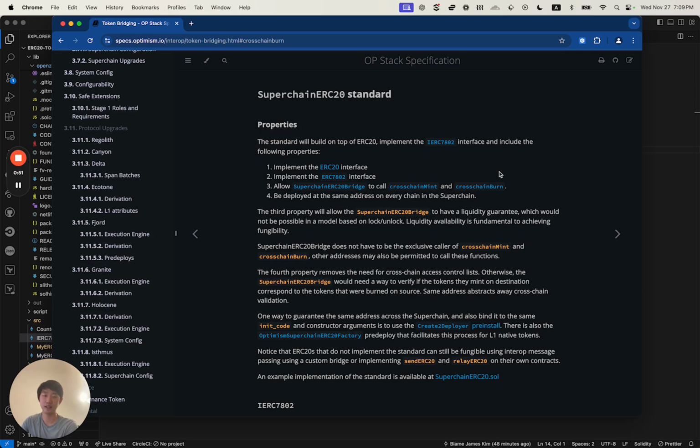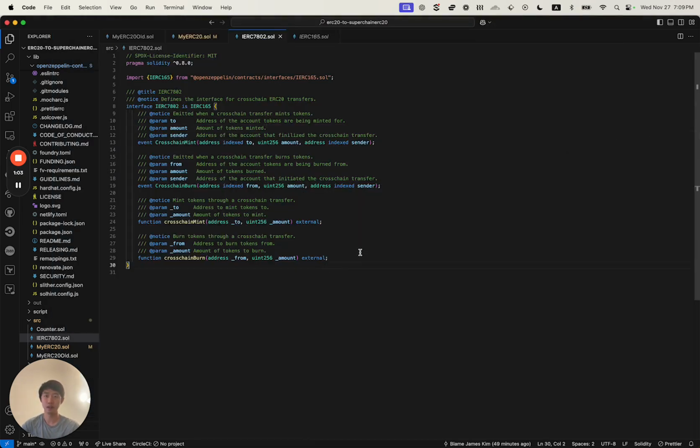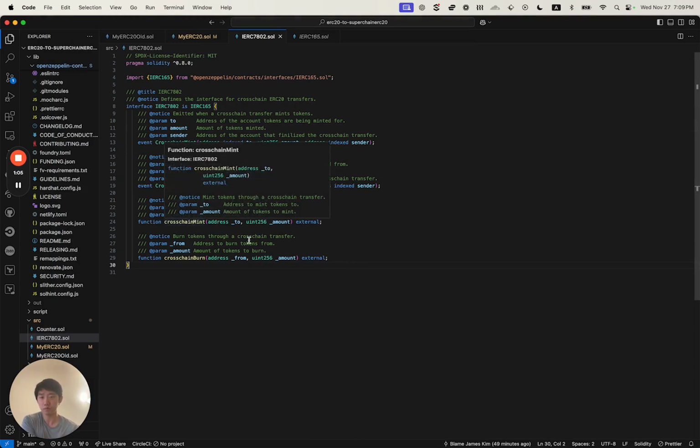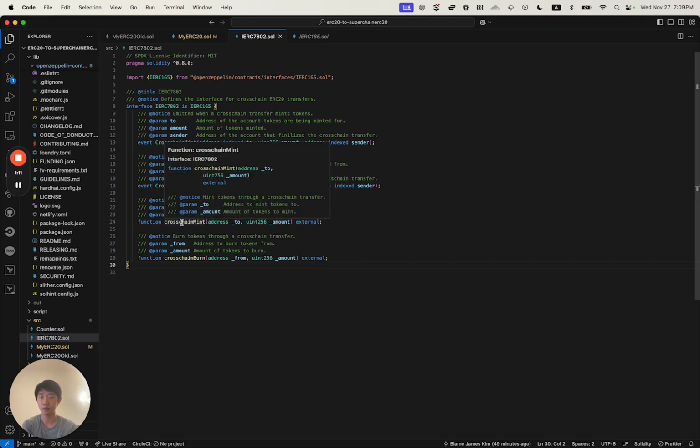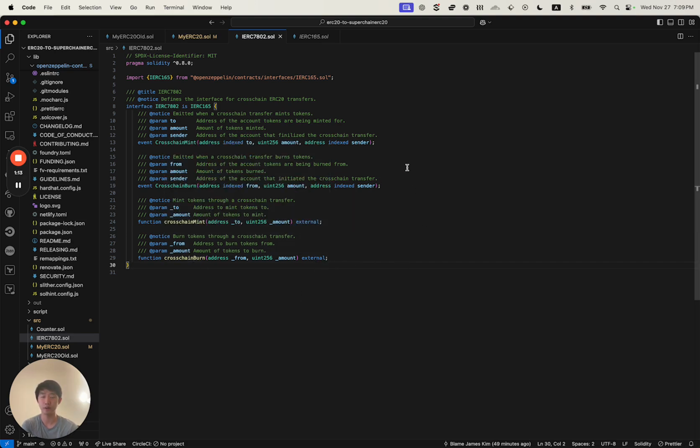Then we need that contract to be deployed at the same address on every chain in the Superchain. I'm going to jump into it. I'm going to talk first about what the ERC7802 interface is. If you look here, it's pretty simple. There are only two new functions and two new events. It adds a cross-chain mint, cross-chain burn, and then two corresponding events.